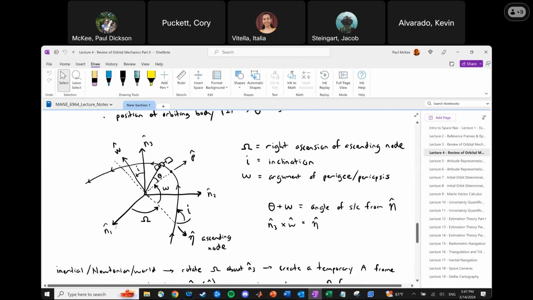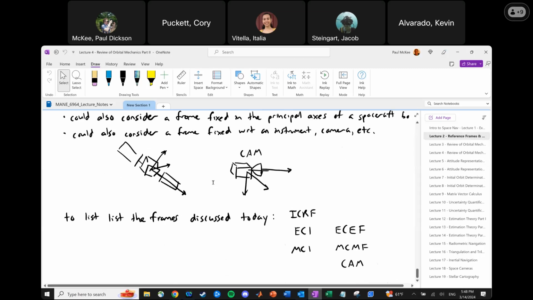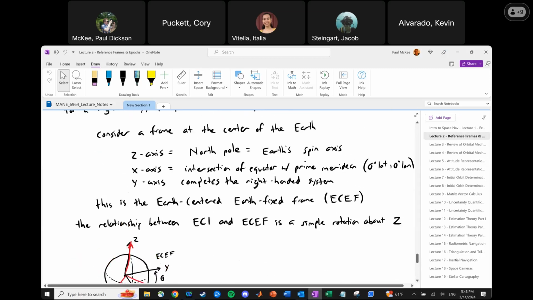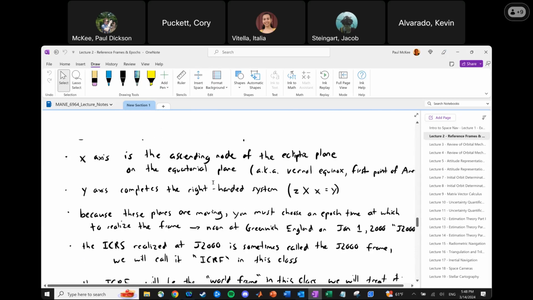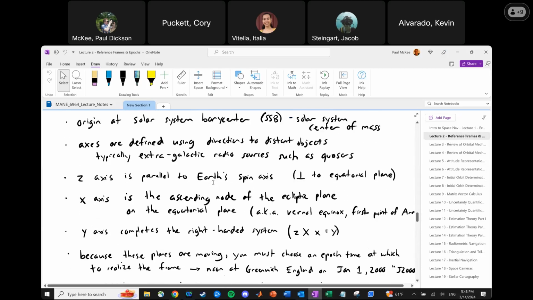Well, what is N1? Do you remember what the X direction is in the inertial frame, in the International Celestial Reference Frame? I think we talked about that up here. Wow, my handwriting has actually improved. Can you believe it? I thought it was going to get worse.